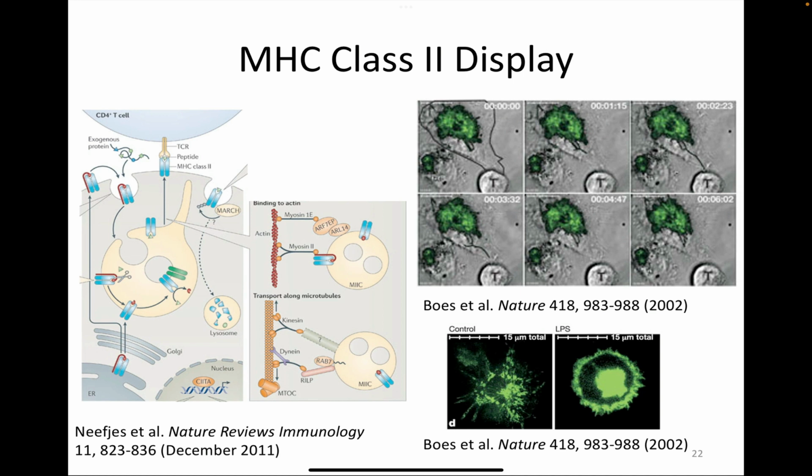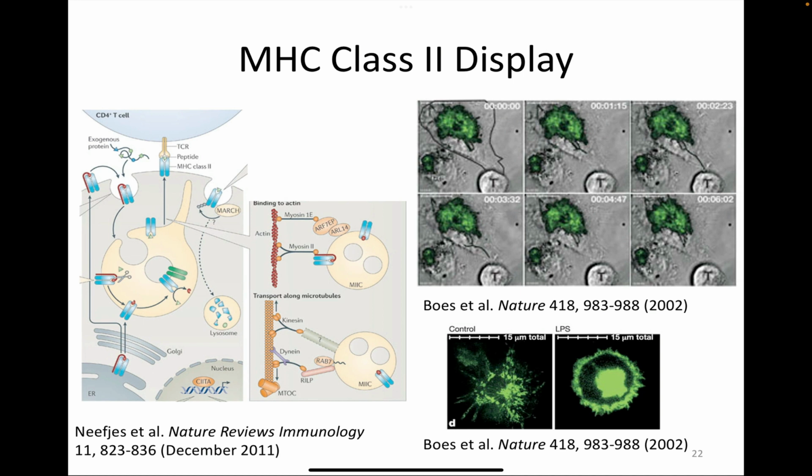But when the cells actually interact, the dendritic cell extends this little track of class 2 out to the T cell on microtubules. And so you can see it actually extends out the MHC class 2, kind of presents it right there to the T cell, and eventually even retracts it back.